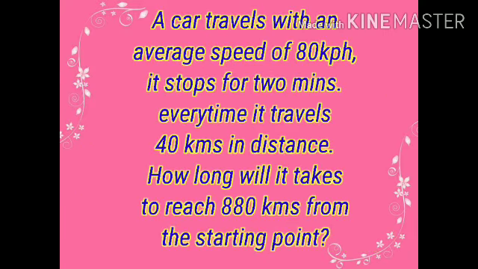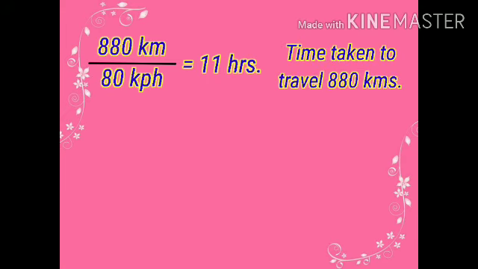A car travels with an average speed of 80 km per hour. It stops for 2 minutes every time it travels 40 kilometers in distance. How long will it take to reach 880 kilometers from the starting point? Since distance and speed are both given, we can easily solve for the time. Time will be 880 km over 80 km per hour, and that is equal to 11 hours. So 11 hours is the time taken to travel 880 kilometers.